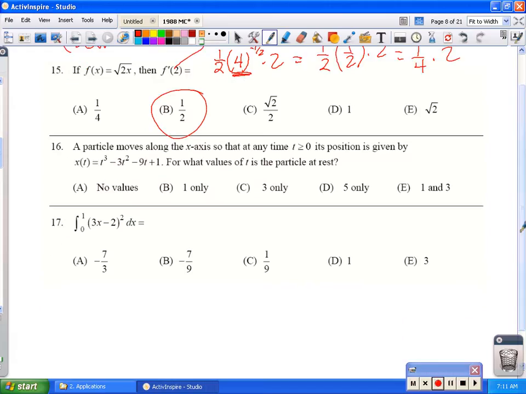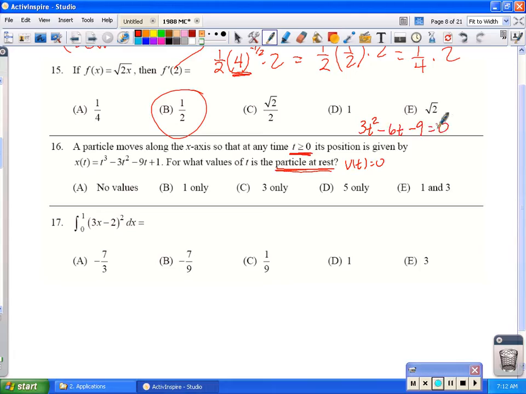Number 16, we're looking at a particle moving for t greater than 0. We want the particle at rest, so we know that means velocity has to be equal to 0. So I'm going to find the velocity function here. The derivative is 3t squared minus 6t minus 9, set it equal to 0.